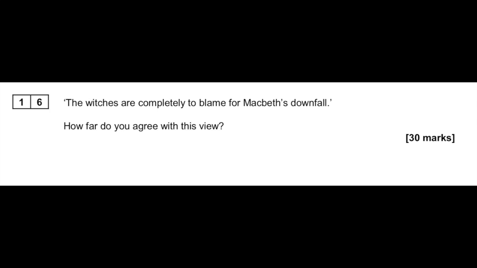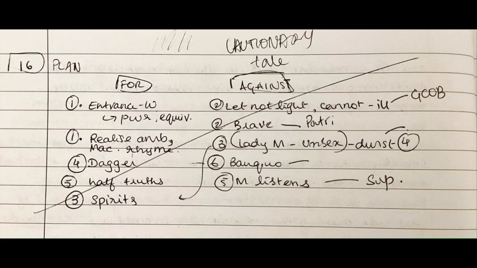Finally, let's walk through a sample essay. Here is the question. The witches are completely to blame for Macbeth's downfall. How far do you agree with this view? This certainly has an argumentative ring to it. As soon as we see how far do you agree, we should immediately start planning points for and against this notion. So here is the plan for the essay done in about 5 minutes.